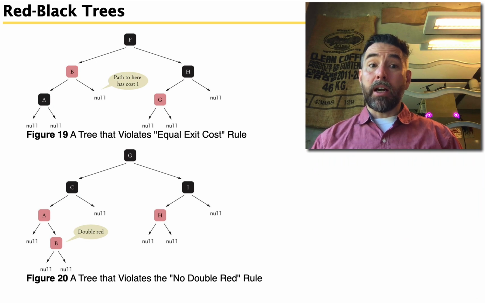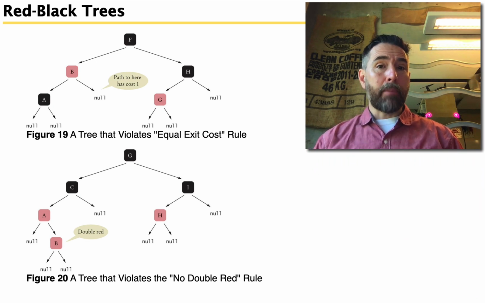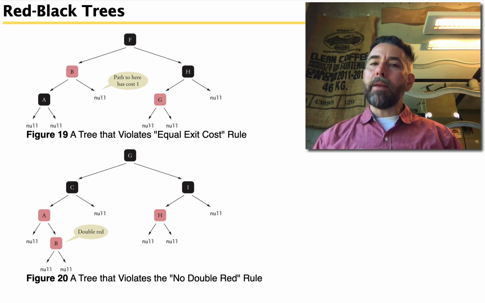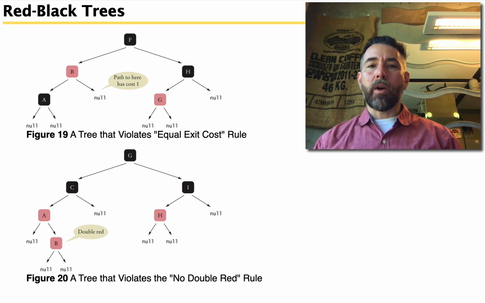Here are some examples of binary search trees. They're binary, 0, 1, or 2 children each. They are search trees because all of the data within them conforms to the search tree constraint. But they're not red-black trees because they violate one of the properties.